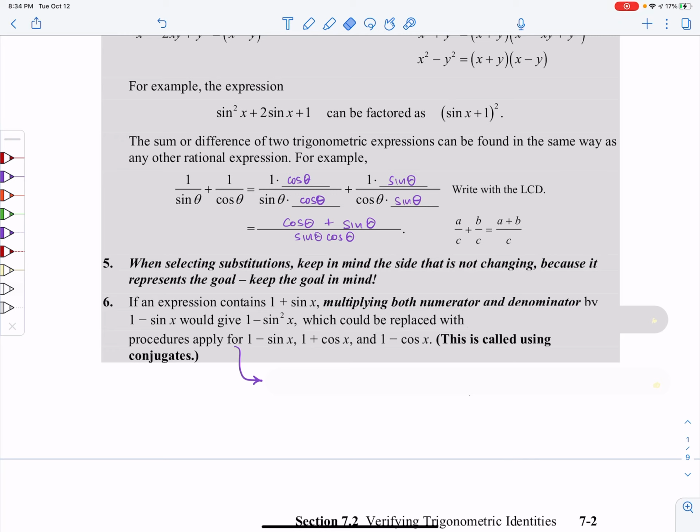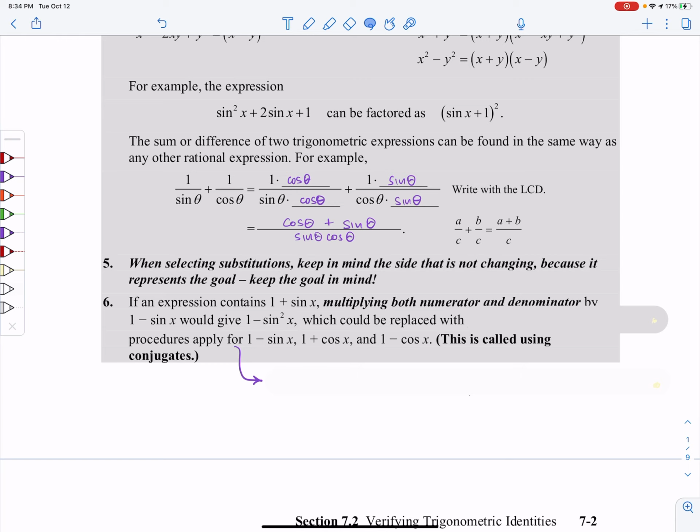And then lastly, if you have an expression that contains something like 1 plus sine of x, this looks a whole lot like maybe sine squared minus 1 or 1 minus sine squared. But the thing is it's missing those squares. So what could we do then? We could use conjugates. If I took 1 plus sine and multiplied by its conjugate, 1 minus sine, then I'm going to get 1 minus sine squared. And this is something that I can use with my Pythagorean identities.